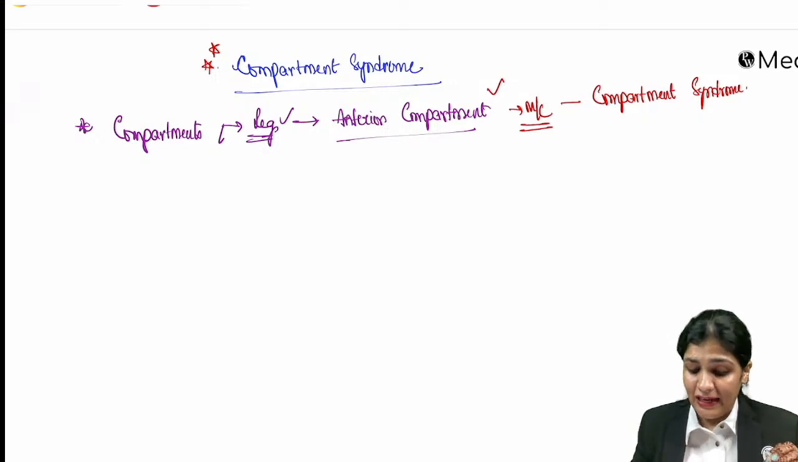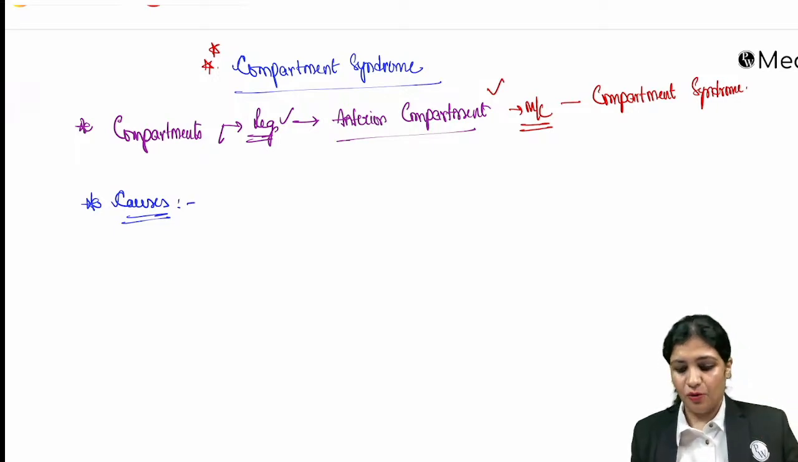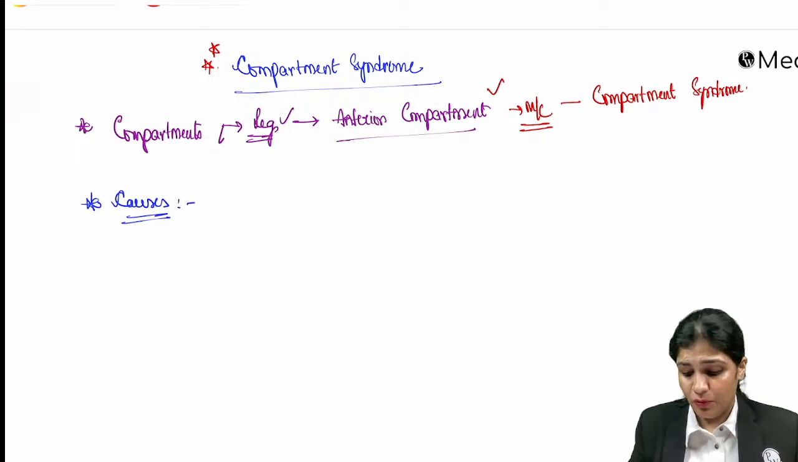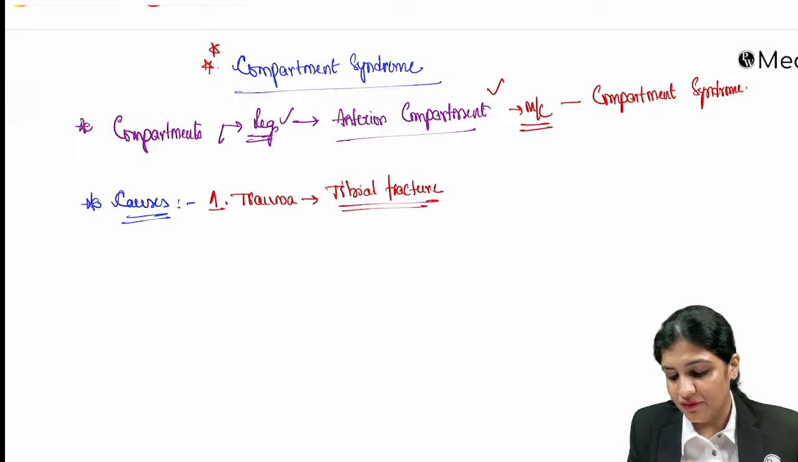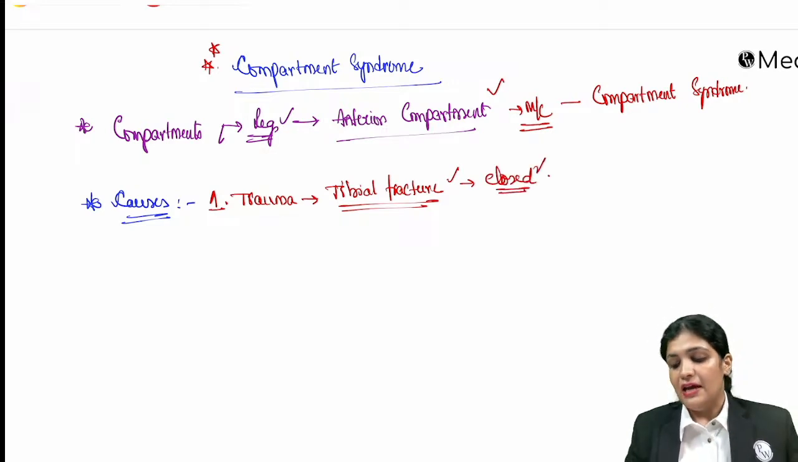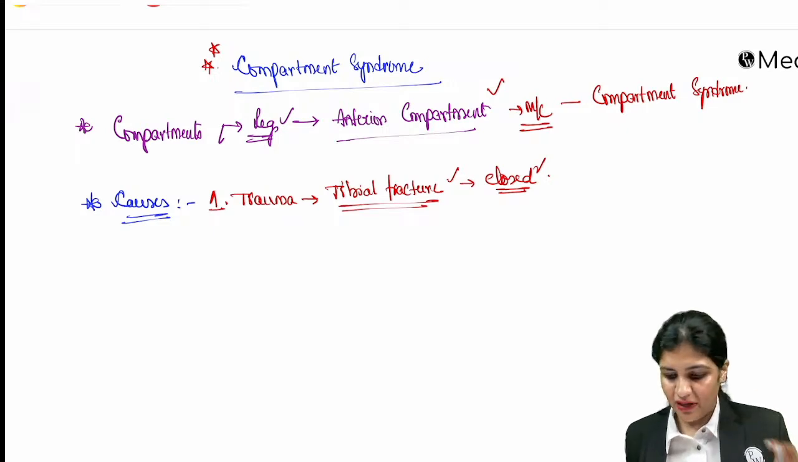Again the next question will be, what are the various causes where the compartment goes into compartment syndrome? The first and foremost and the most important one is nothing but trauma, and that trauma is tibial fracture. So whenever you see a patient with a tibial fracture, that too a closed tibial fracture, you have to always be suspicious about compartment syndrome.